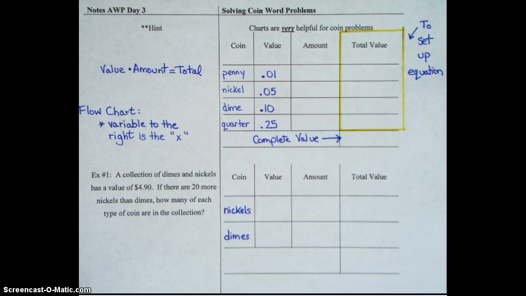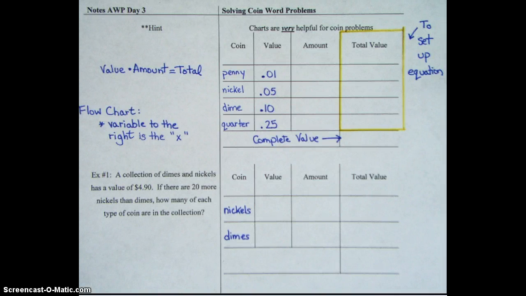I use a flowchart to help decide what the x should be. You don't have to use a flowchart for problems that only have two. It might be easy for you to figure out. But when there are more than two coins, I think using a little flowchart is very helpful to figure out which value should be your x.